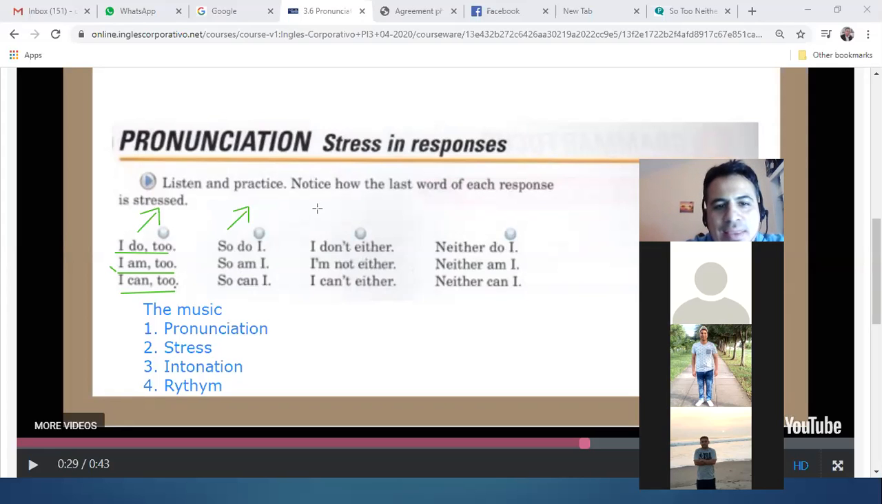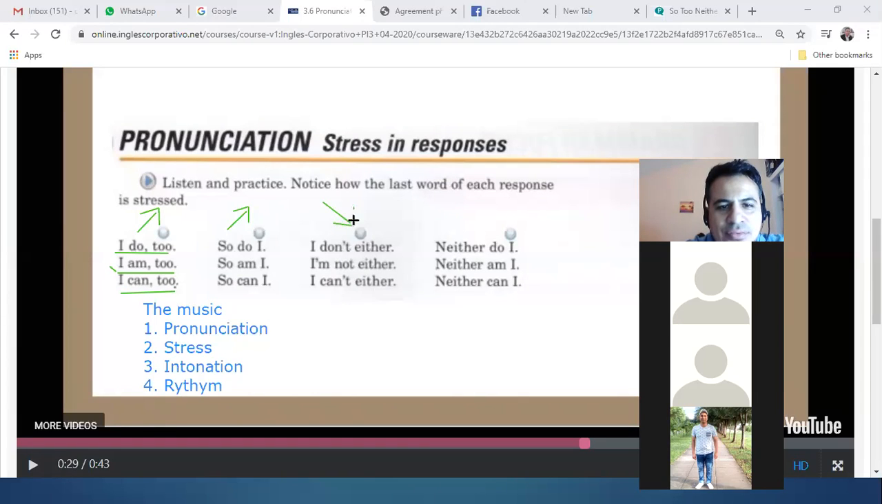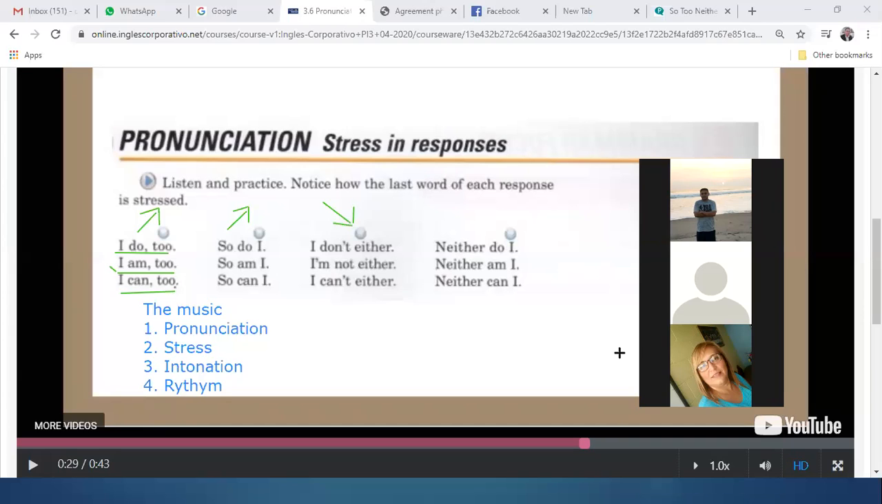Yeah. Okay. Now this one is for negative statements, right? I am going down. El volumen de mi intonación. It's going down. I don't like Mexican food. Perdón, no le dije a nadie ahí. ¿Quién nos va a ayudar? No. Ana. I don't either. I don't like Mexican food. I don't either. Very good.